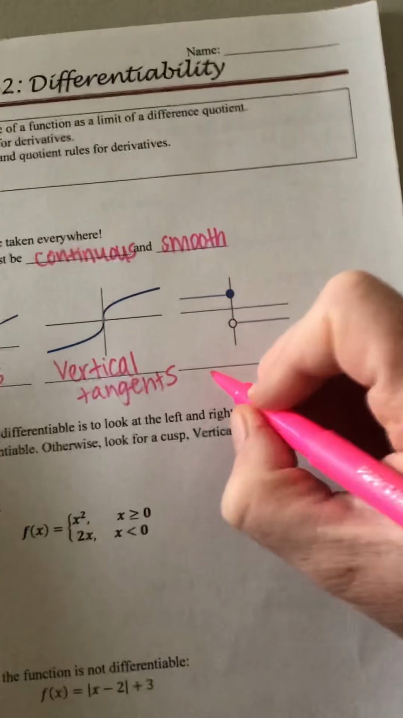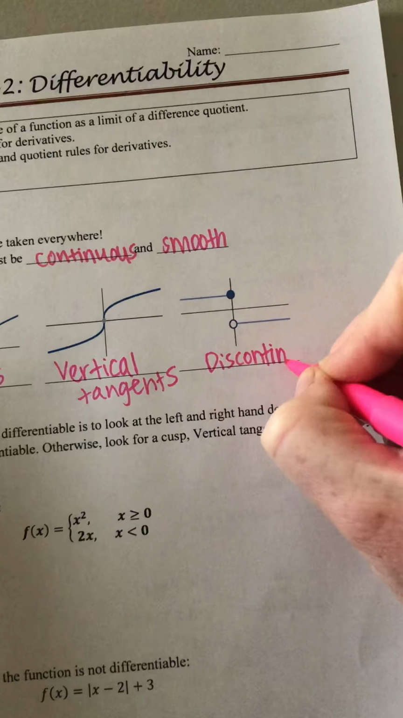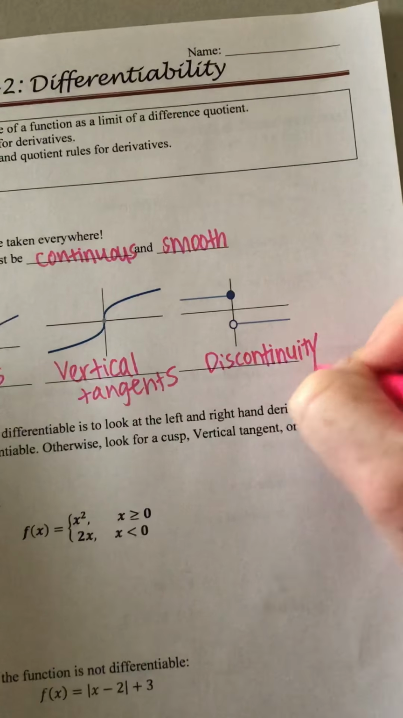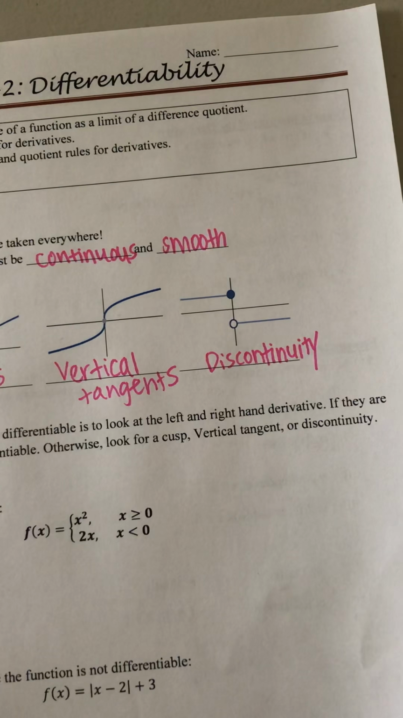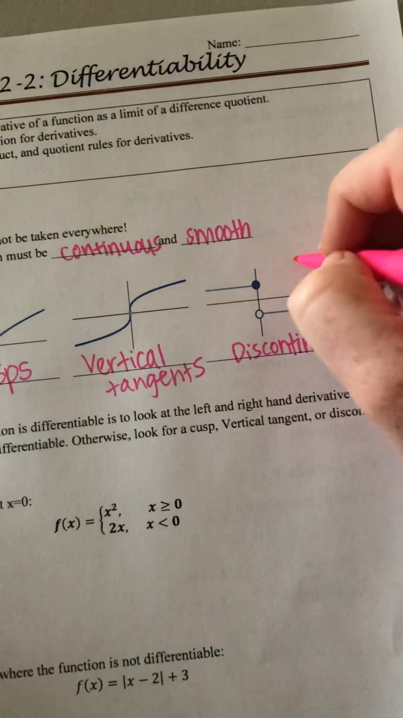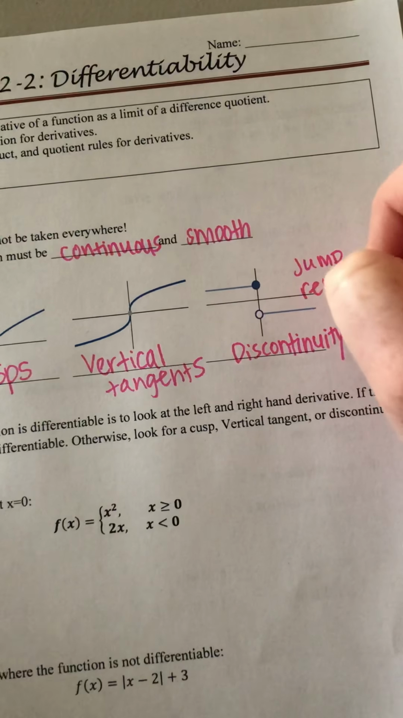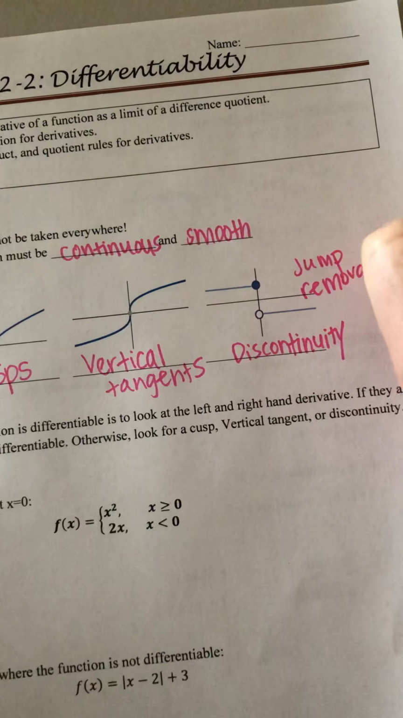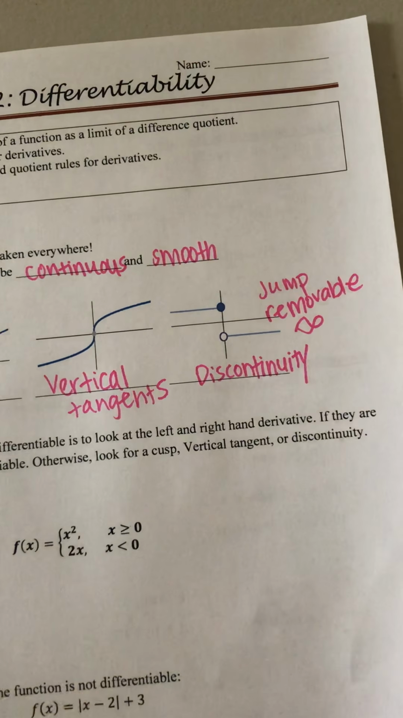And discontinuity, which in this case is a jump discontinuity, but really all of those discontinuities stand. Let's write those out. So we have jump, removable, and infinite.